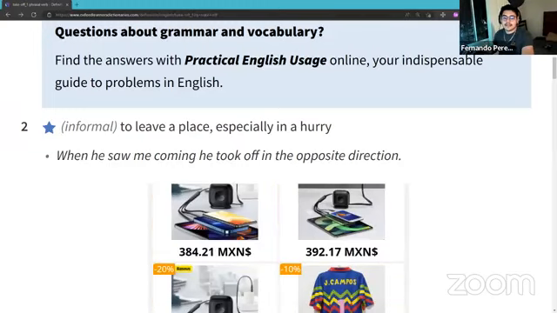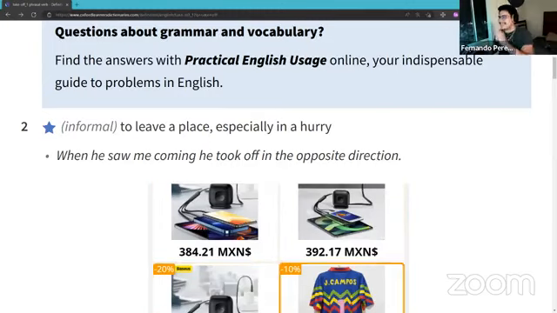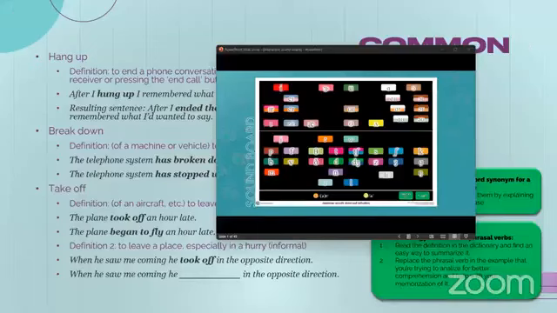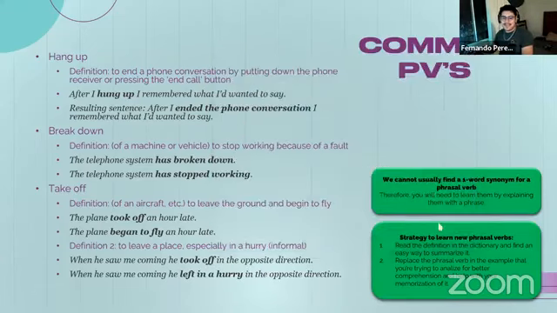When he saw me, he left. How? In a hurry. He left in a hurry, in the opposite direction. What a difference it is to just say he left. Now we say, well, I phone, you know? Very, very different.